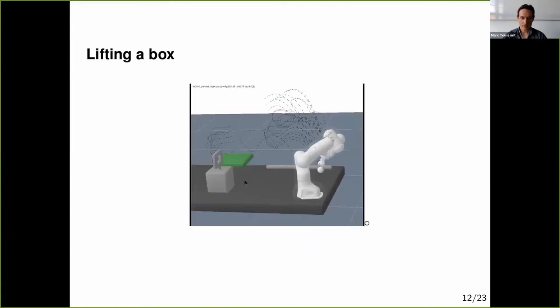Here's another one. The goal is for this box to end up on the green table, and it figures that it can use a stick to establish a contact point, like a point of attack, which is within that little ring there.